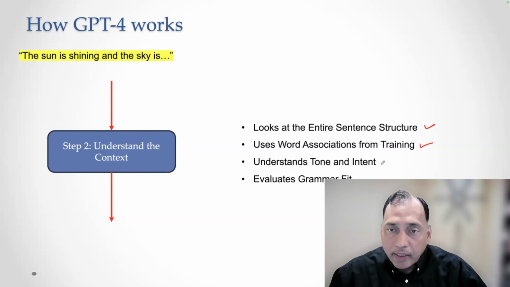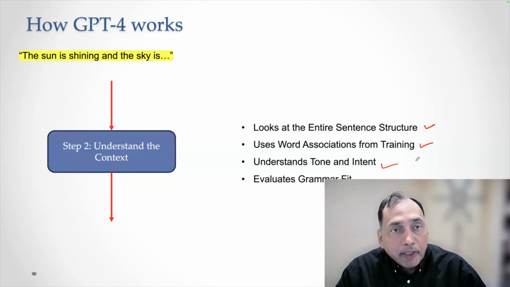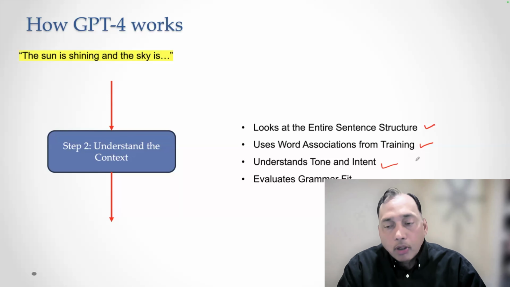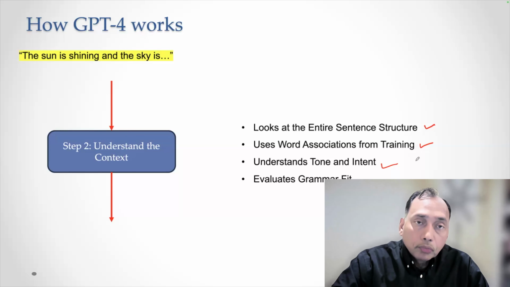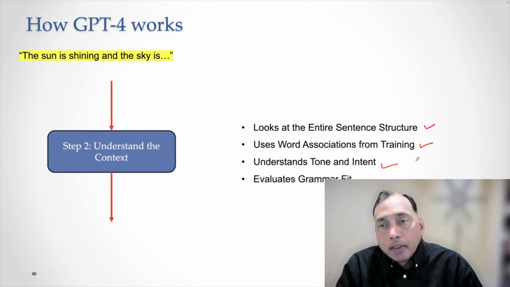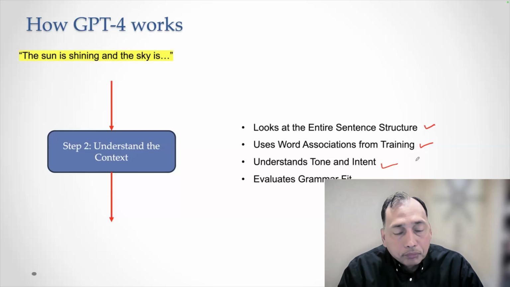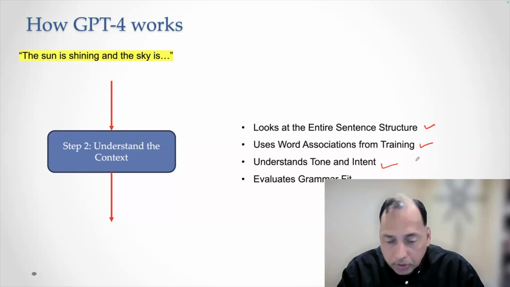It also tries to understand tone and intent. Like reading this sentence, GPT-4 will sense that this is a positive and descriptive kind of sentence. So out of all the possibilities, it will rule out those that are negative or unrelated. Those things it will screen out. So, "the sun is shining and the sky is falling" for example, obviously it will rule out those kinds of situations.